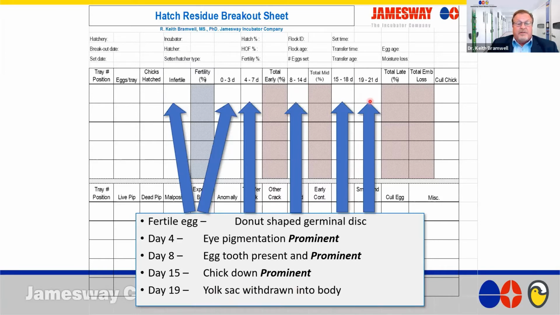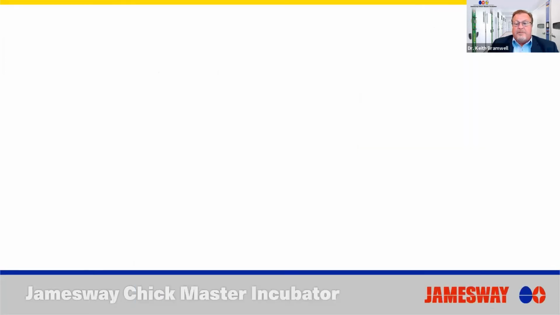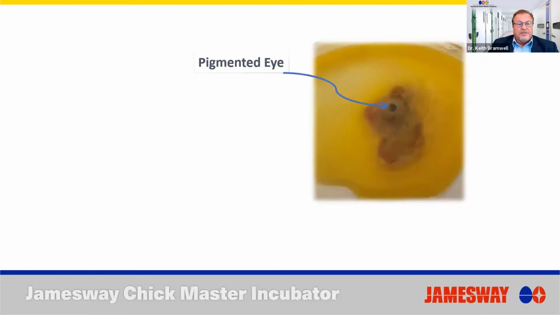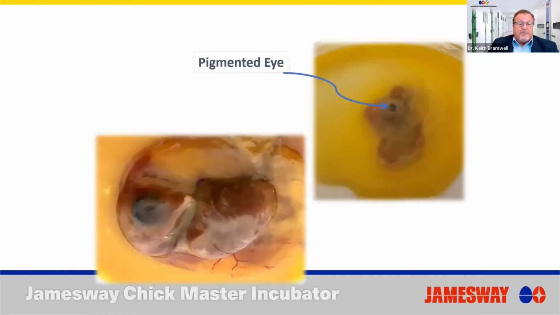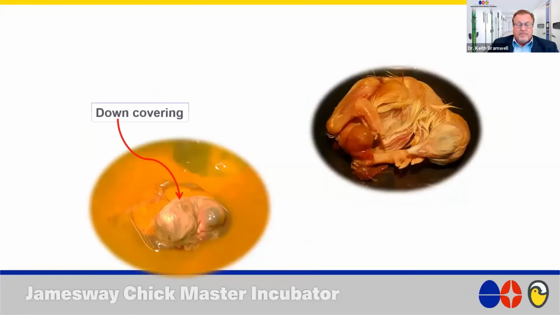We can split these up and we can see, okay, where are we having our losses when we're looking at embryo development. And just real quickly showing you what I see. Pigmented eye, prominent. Don't look for it, it'll pop out at you. Egg tooth, don't dig around and look for it. Do you see that tooth sitting on top of that upper beak? If you do, it made it 8 days. Prominent down covering at 15 days, and yolk sac withdrawn at 19 days.